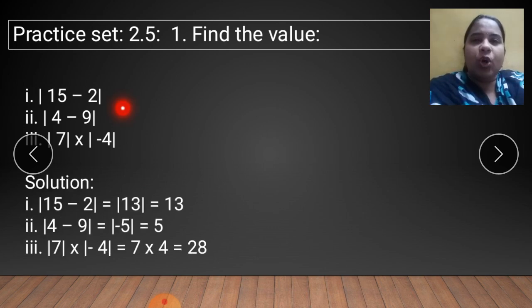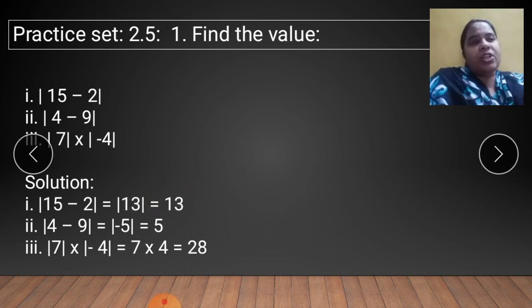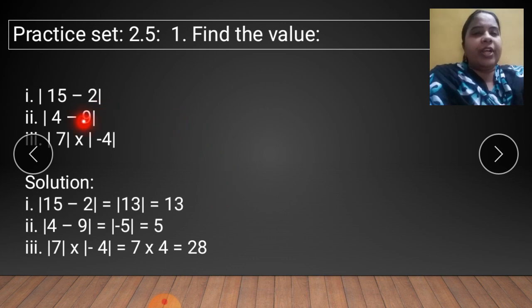The first question is mod of 15 minus 2. The concept is you need to simplify the number inside the mod sign first. So mod of 15 minus 2 is nothing but mod of 13, right? It's a positive number. So when it comes out of the mod sign, the answer is also positive. So the answer is 13. Look at the next one.